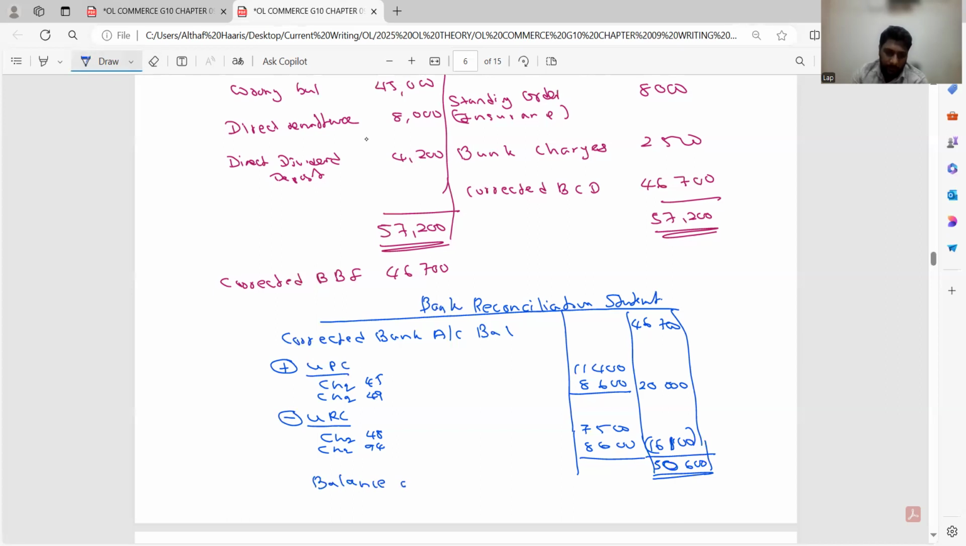Balance as per bank statement. So in this question, we can't cross-check. They have not given the bank statement. $50,600.